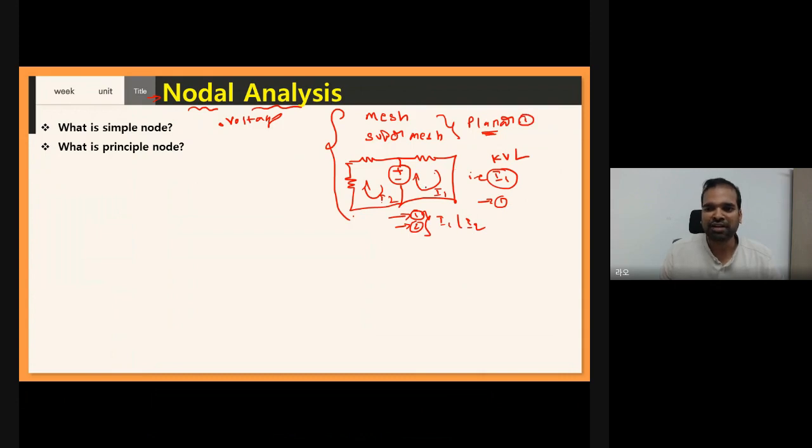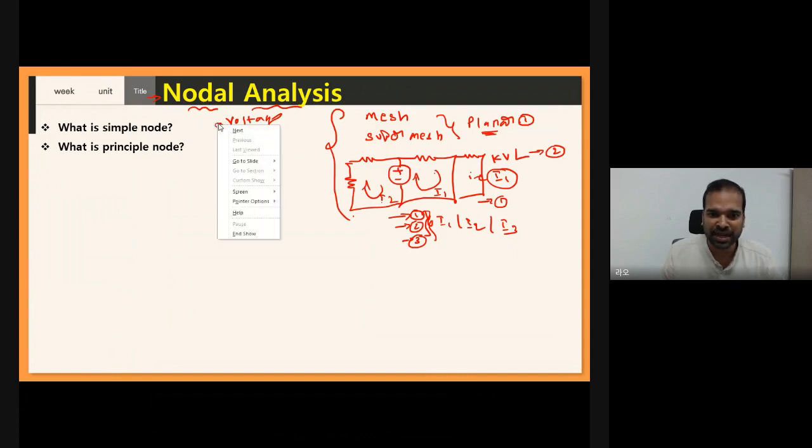And in order to find mesh current, you need to apply what? KVL. This is our second point. Now here the number of equations depends on what? The number of closed loops. If you have two closed loops, you will get two equations. If you have three closed loops, then you will get three equations. Then if you solve equations 1, 2, 3, you will get I1, I2, I3. Clear.